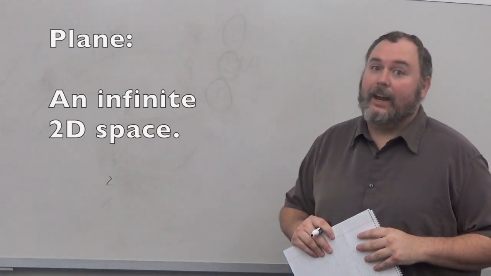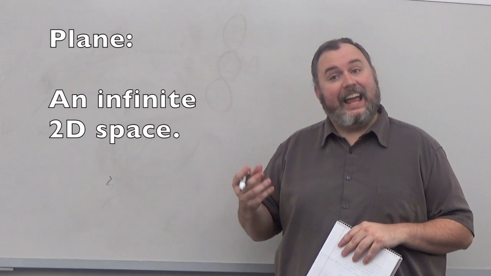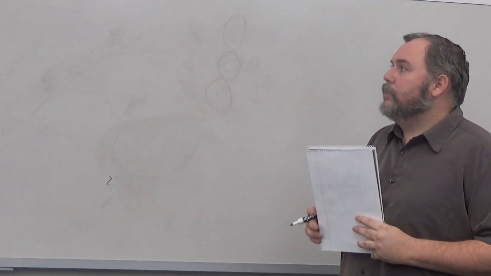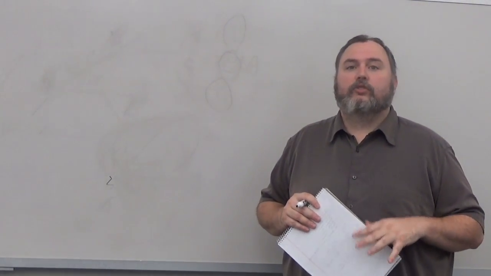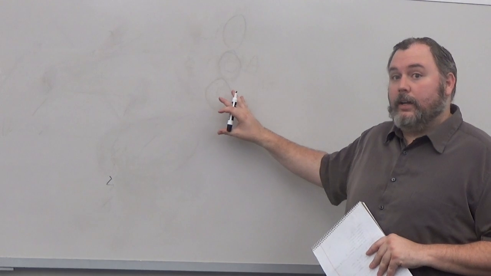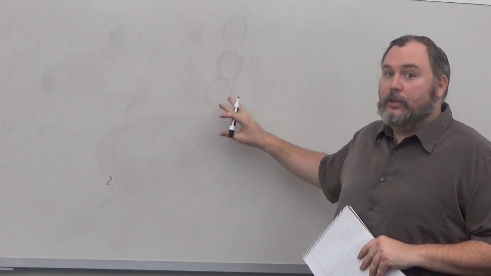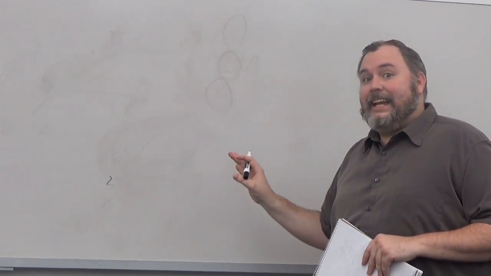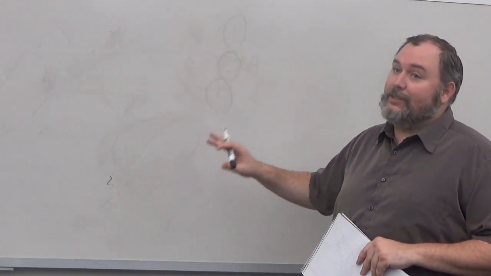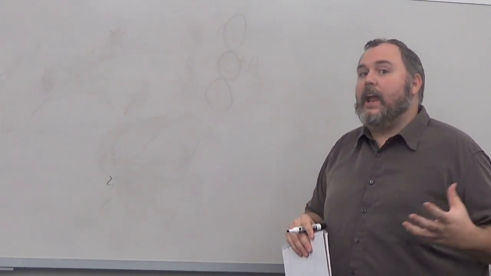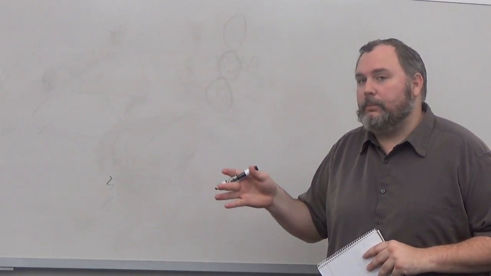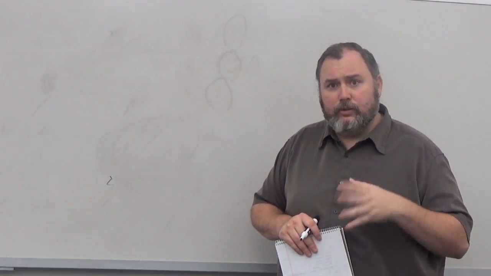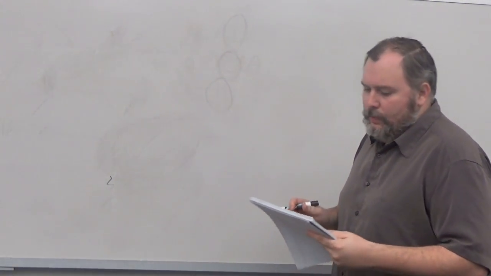Let's start with plane, not as an airplane, but plane, P-L-A-N-E. The definition states it's an infinite 2D space. Best way I know how to describe 2D space is like this whiteboard right here. It's flat. It has no depth to it whatsoever. It just has length and a width. Now, a plane is flat. It only has length and width, but it goes on forever. It just never stops. It just continues to go. And I know that's a hard concept to wrap our brains around, so I'm not going to talk about it anymore.